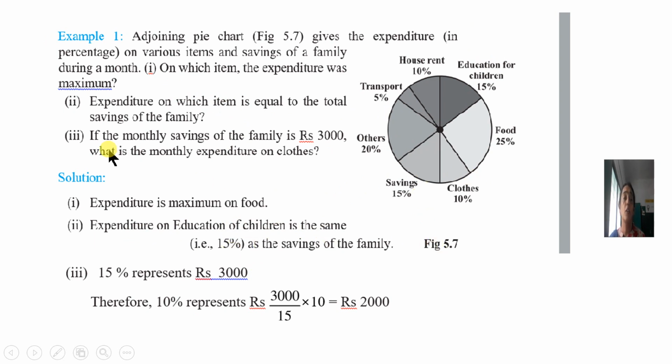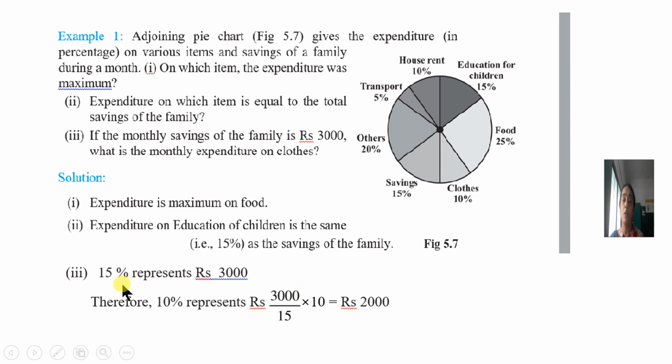Now the third question. If the monthly saving of the family is 3,000, what is the monthly expenditure on clothes? Now, 15% represents 3,000. So 15% is equal to 3,000, then 10% is equal to how much? Therefore, 10% represents 3,000 upon 15 into 10.